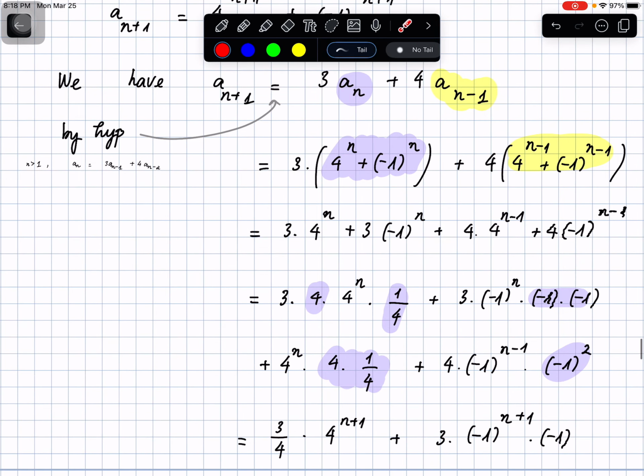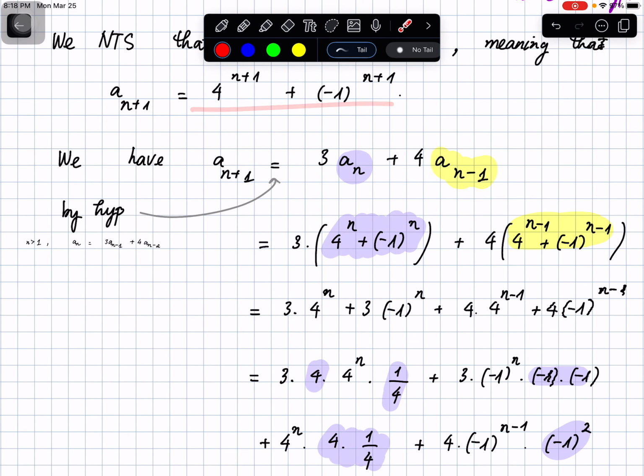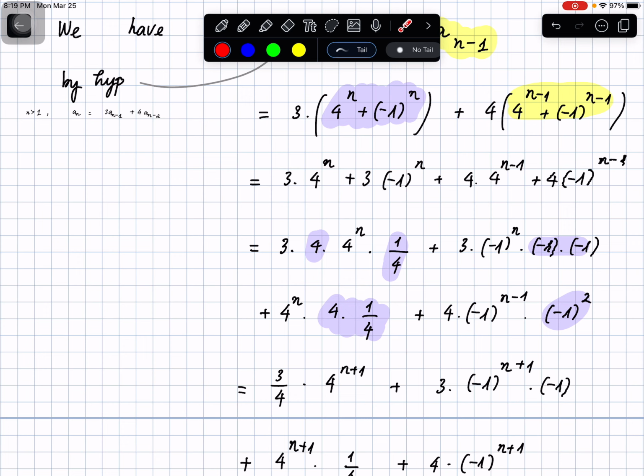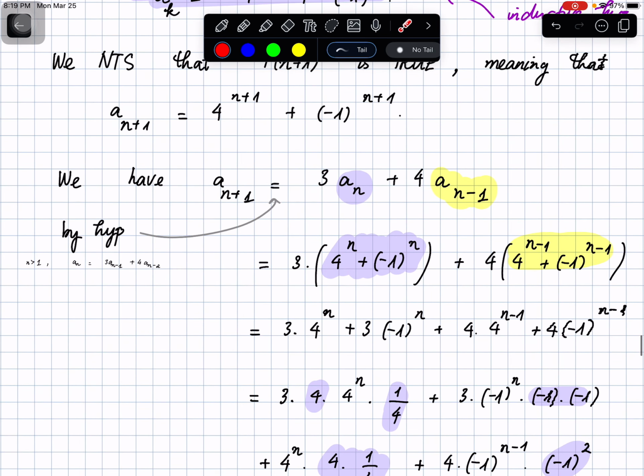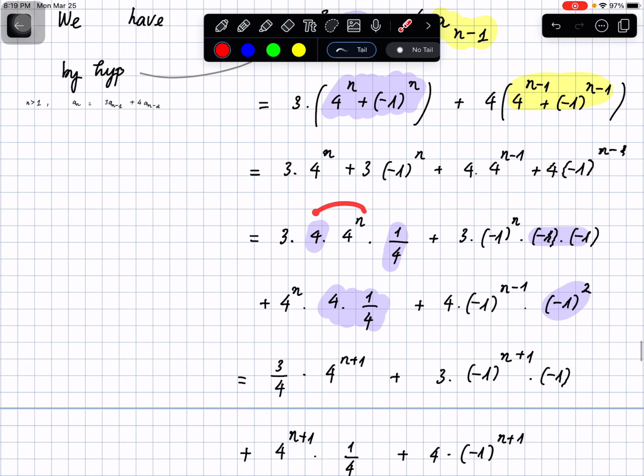So we try to get the right hand side, right? We try to get 4 to the n plus 1 and minus 1 to the n plus 1. So the first step here is I just do the distributive. So 3 times this one, 3 times 4 to the n, plus 3 times minus 1 to the n, 4 times 4 to the n minus 1, 4 times minus 1 to the n minus 1. Okay, this equality is true because now I have 3 times 4 to the n for this first term. We want to get 4 to the n plus 1, therefore I multiply by 4. I divide it by 4, so it's good. Nothing changed. Just multiply by 4 and divide by 4.